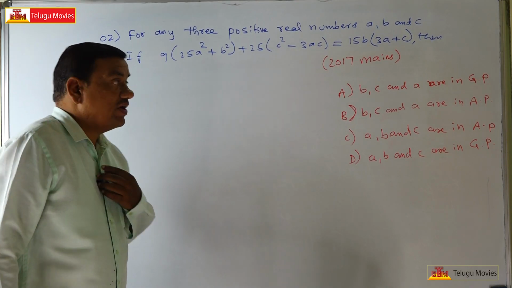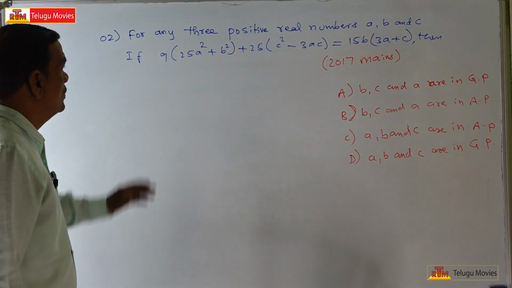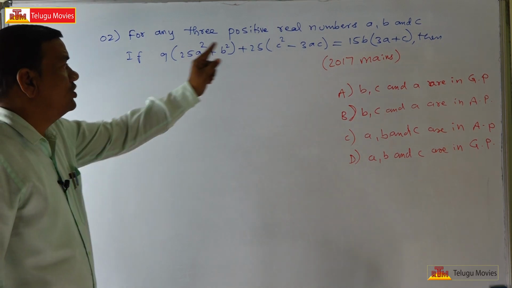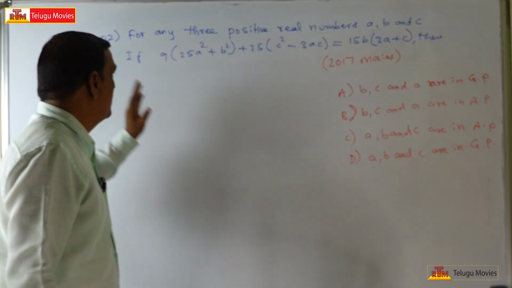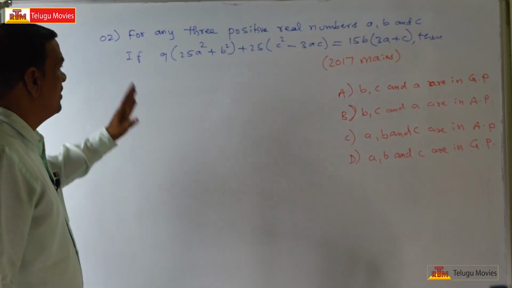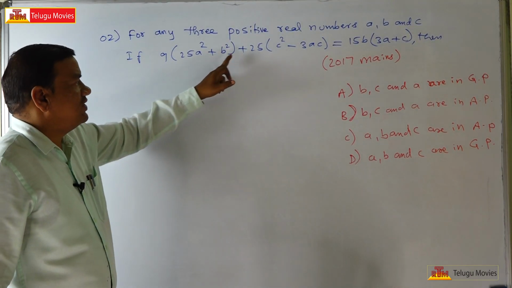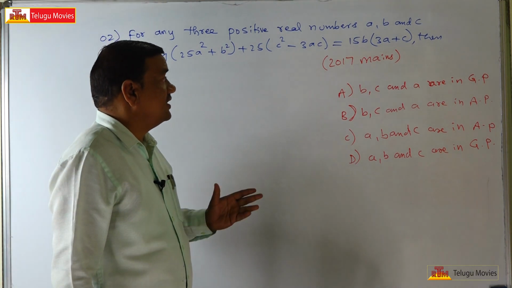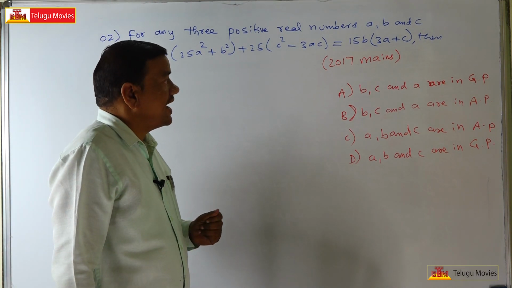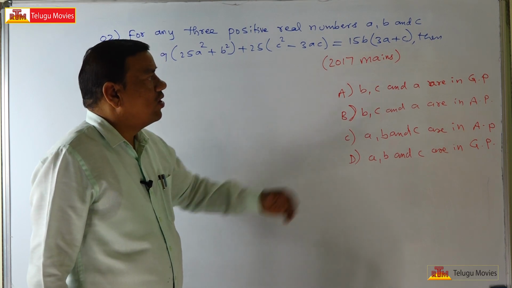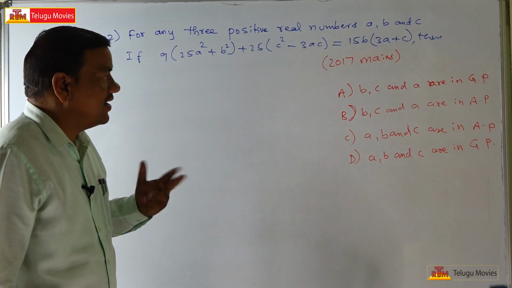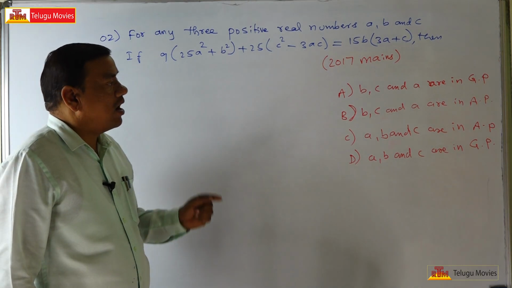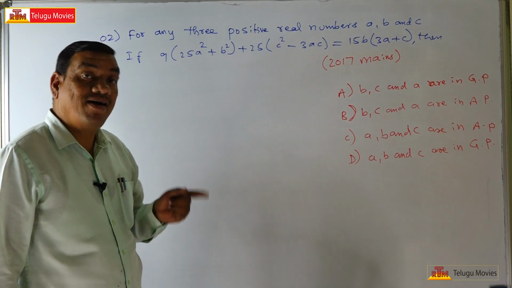Dear students, welcome to the second problem. For any three positive real numbers A, B and C, if one equation is given: 9 times (25a square plus b square plus 25 times c square minus 3ac) is equal to 15b times (3a plus c), then are they: B, C and A in GP, B, C and A in AP, A, B, C in AP, or A, B and C in GP?